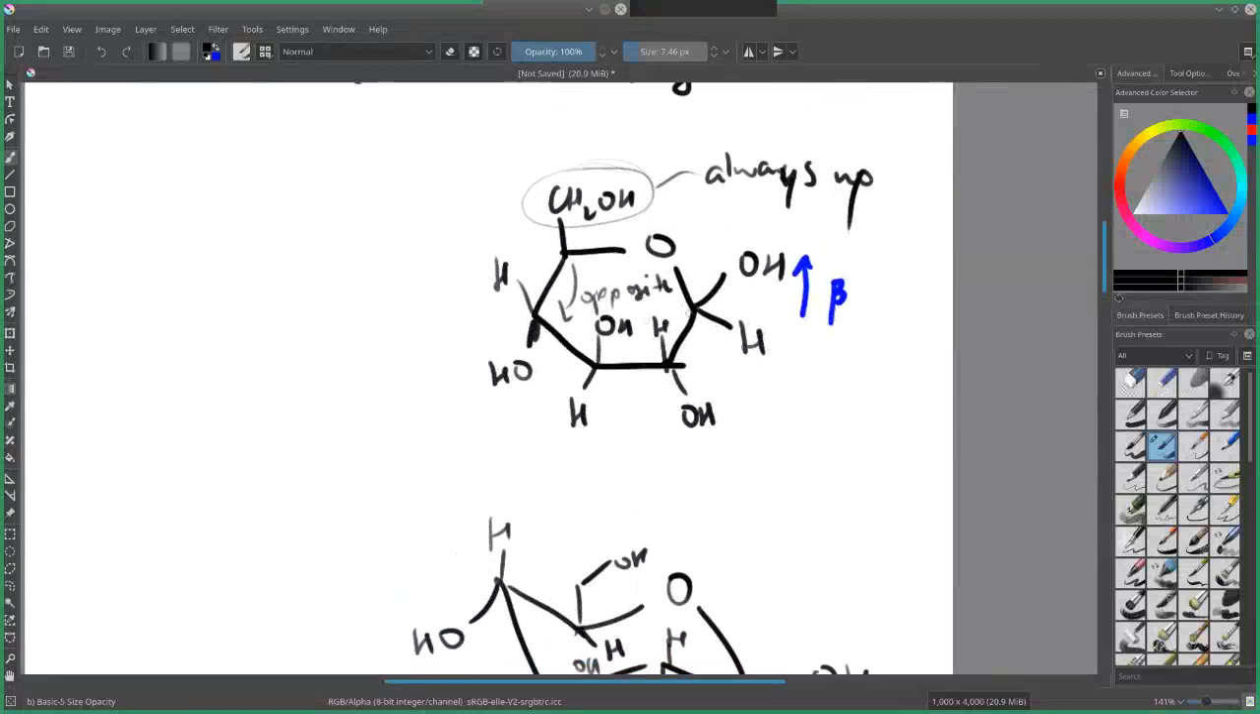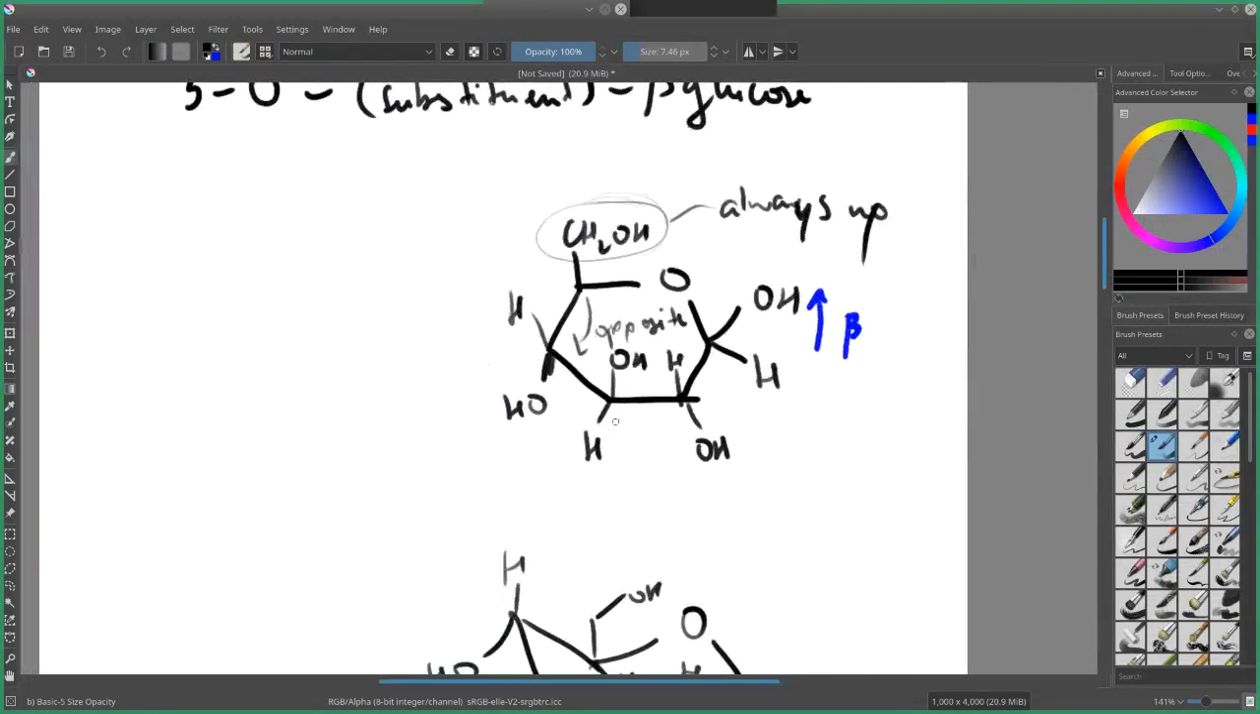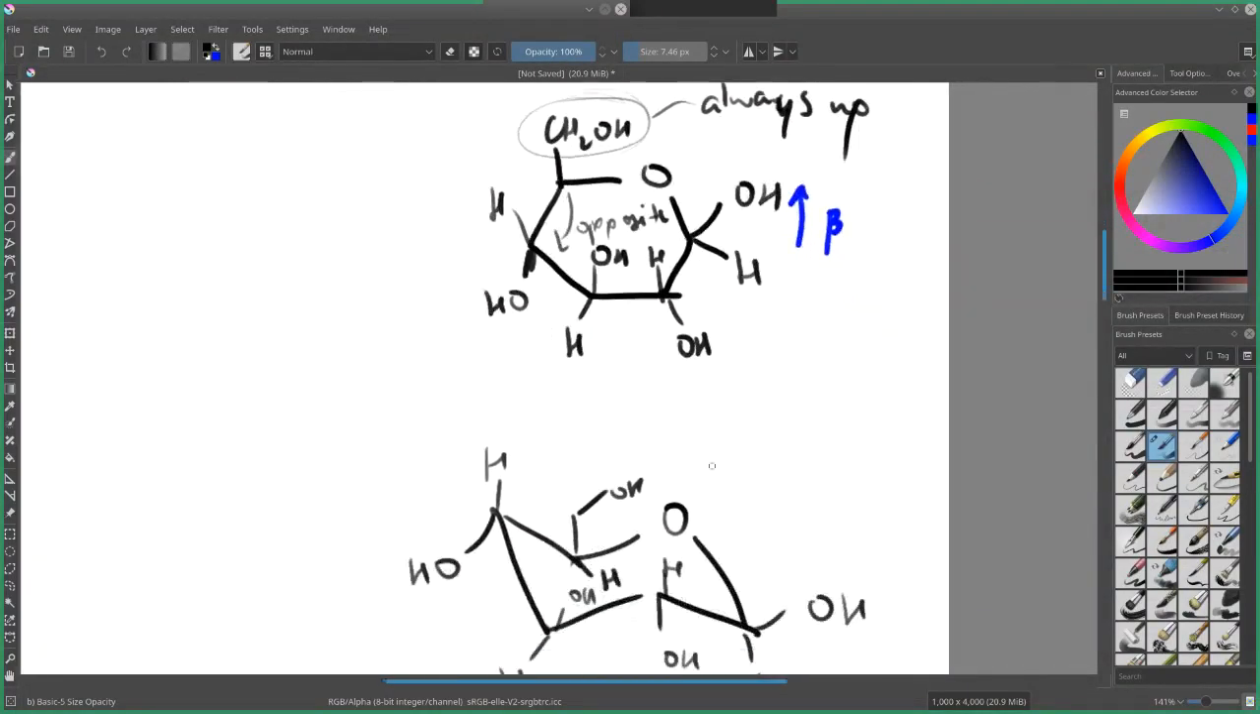This Haworth projection, where it's drawn flat, is the same thing. If you remember from organic chemistry 1, as long as you're not changing any of the bonds or the orientations of the bonds, you're just changing how you draw it, then it's the same thing, right? So from here to here, we're just flattening this thing out.